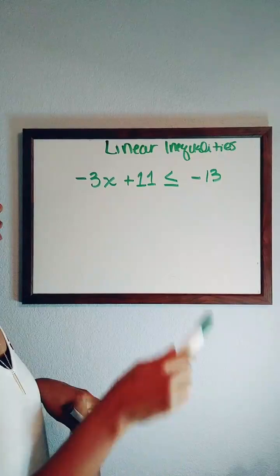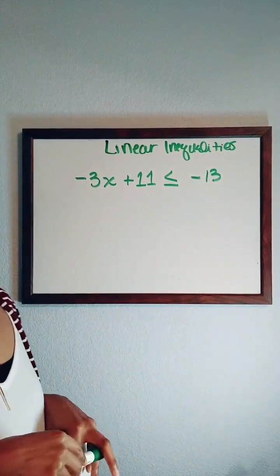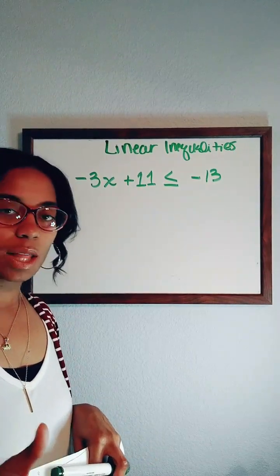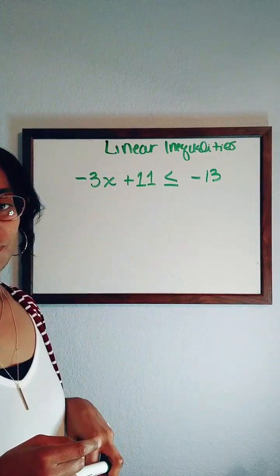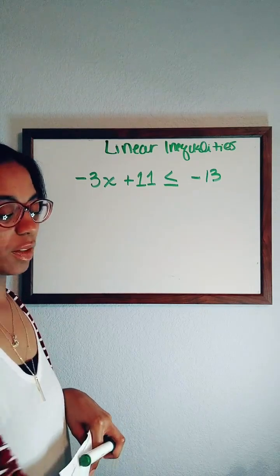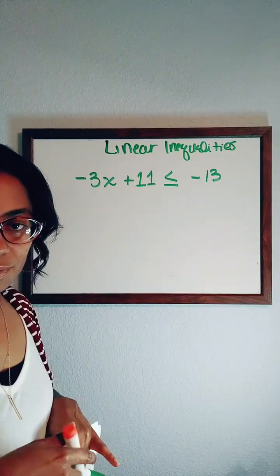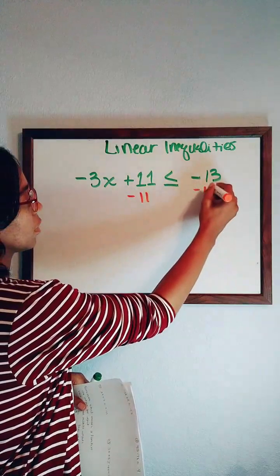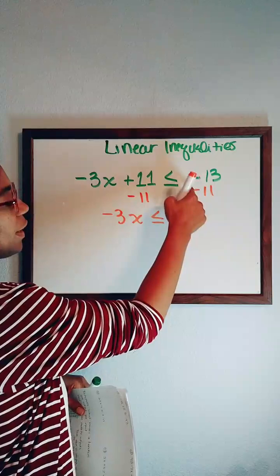All right, so we may have to divide by a negative. We may not. Let's see what happens. Same steps apply for solving inequalities as equations, except for flipping the sign. So what am I going to do here? Subtract 11. Perfect. So that's going to give me negative 3x is less than or equal to negative 24.